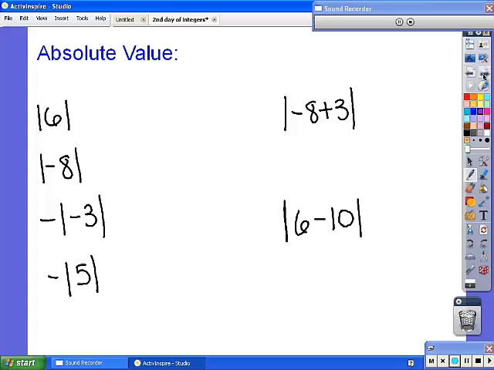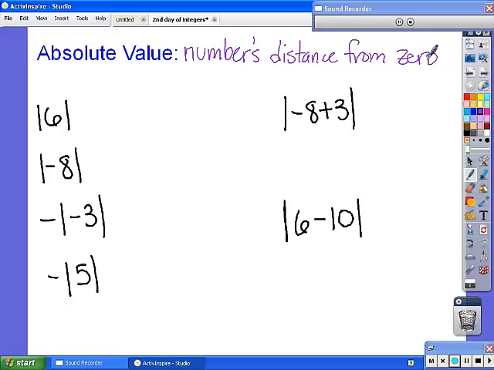All right, absolute value. You probably remember this back from 6th grade. So absolute value is just simply a number's distance from 0. All right, so the absolute value of 6, that's what these little bars here mean, is absolute value. And that's just simply saying how far is 6 away from 0? 6 hops. All right, -8, same thing, absolute value of -8. How far is -8 from 0?